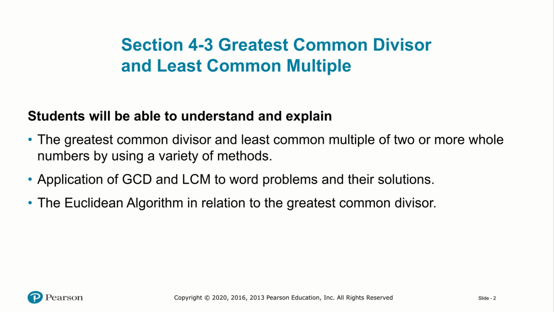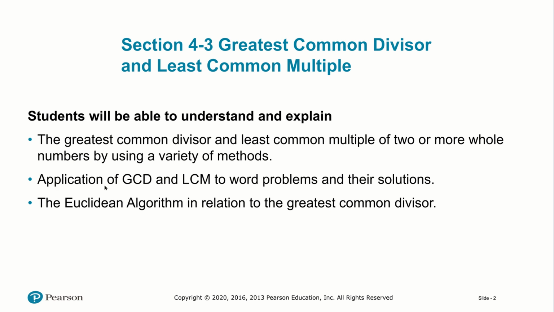Hello and welcome to Principles of Mathematics lesson number 13. In this lesson, we're going to learn about the greatest common divisor and the least common multiple of two or more whole numbers. The greatest common divisor and least common multiple of two or more whole numbers can be found using a variety of methods, and we'll look at some of the more efficient methods in this lesson.